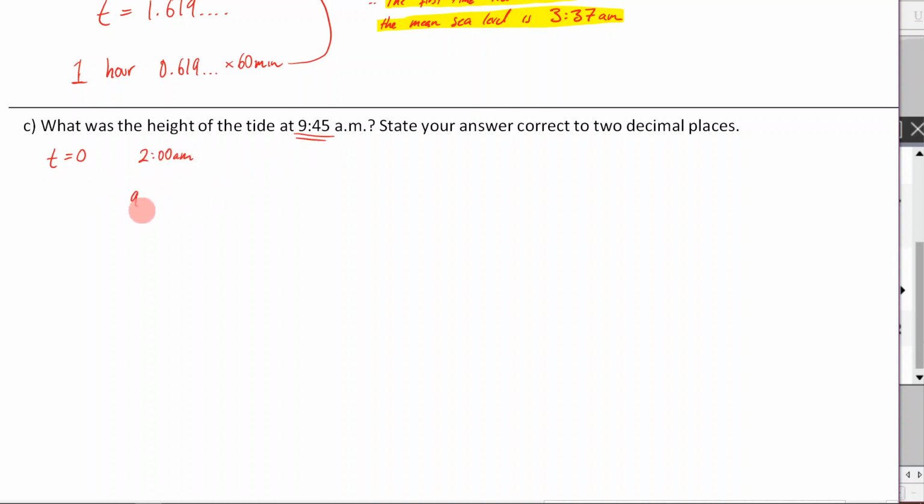If I'm now trying to figure out what happens at 9:45 a.m., well, what is T equal to at 9:45 a.m.? If I'm starting at 2, well, obviously it's going to be 7, and then 45 minutes is the same as 3/4. So that means T is equal to 0 is 2 a.m., and then T is equal to 7.75 is the same thing as 9:45 a.m. And that is what we're going to sub into our rule. So 7.75 is what we're going to sub into our rule.